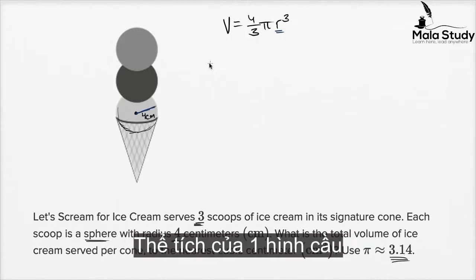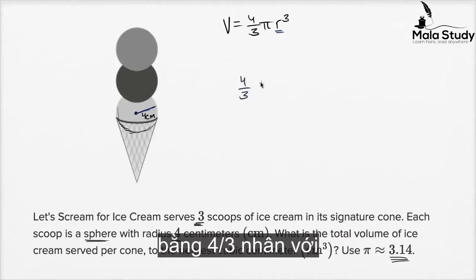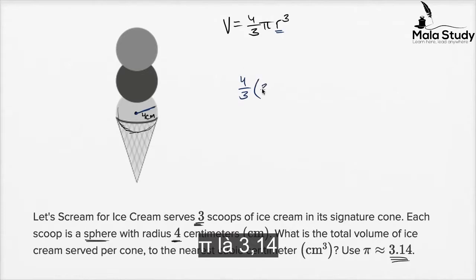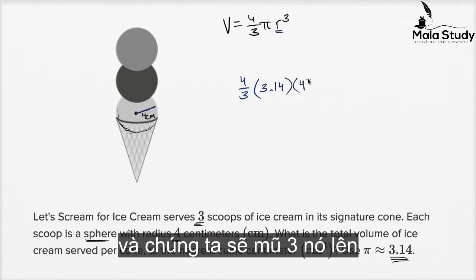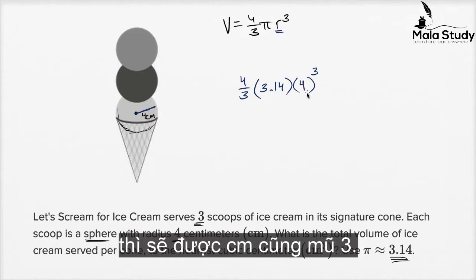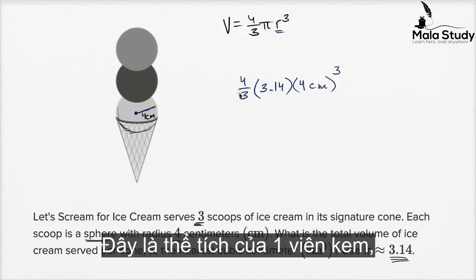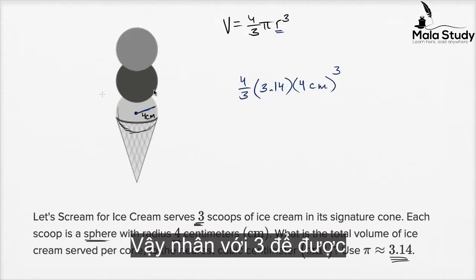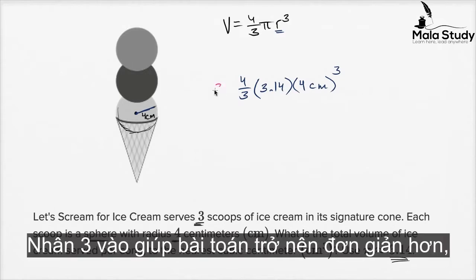So the volume of one sphere is going to be 4/3 times 3.14 for pi, times the radius cubed. The radius is 4 centimeters, and we are going to cube it. And if you take 4 centimeters and cube it, you're going to get the unit centimeters cubed, or cubic centimeters. So this is going to be the volume of one of our spheres, and then we have 3 of them. So to get the volume of all of them combined, let's multiply this times 3.